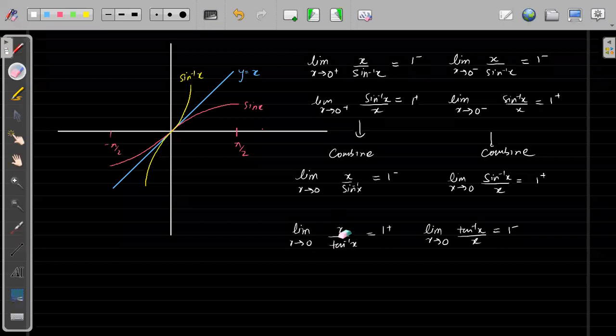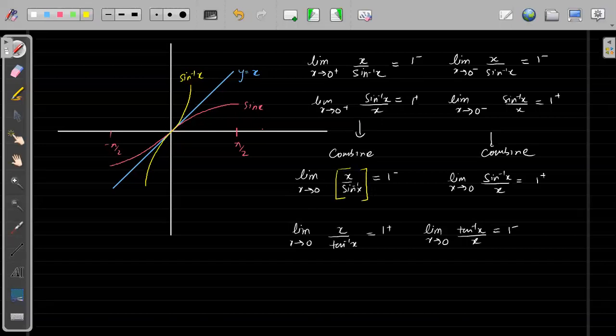Understood? Fine. So suppose somebody asks a question: what will be the value of the limit x tending to 0 of the greatest integer of x by sine inverse of x? Tell me what will be the value. This will become 0. Yes, very good.